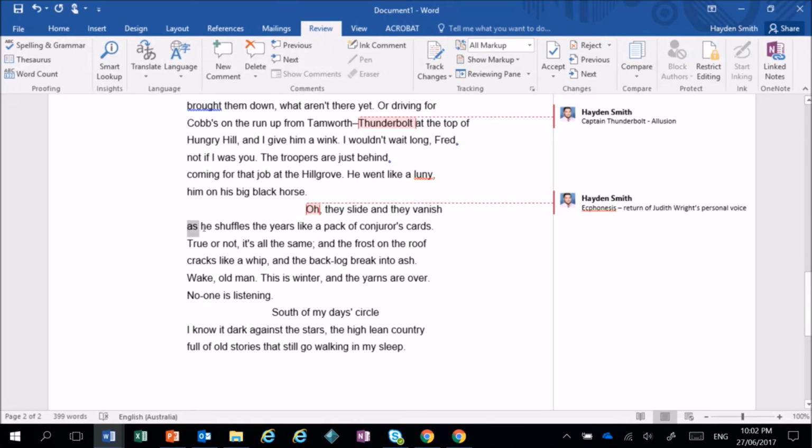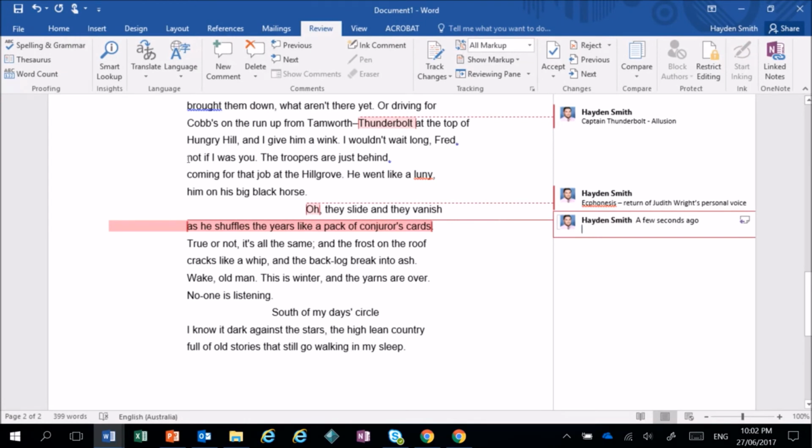But I think this imagery here, as he shuffles the years like a pack of conjurer's cards, and if you can imagine a fortune teller who uses the conjurer's cards, it's almost as though these stories, these memories, are played out like a game of cards, or played out like cards on a table. And as he shuffles them up, he shuffles up the stories of his past, all these memories, and he just plays them out on the table, or plays them out as he sits there in the cold winter cottage.